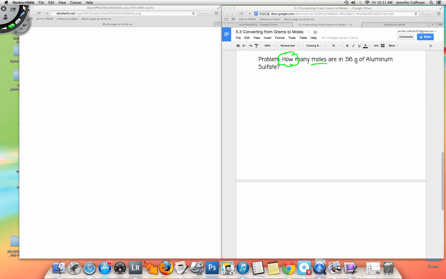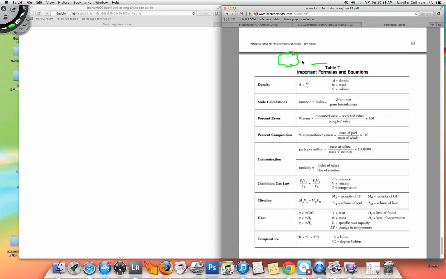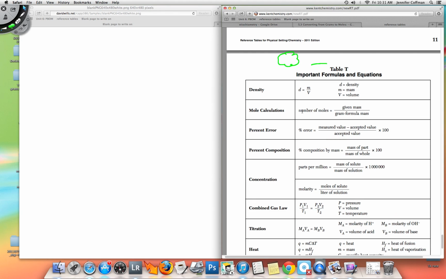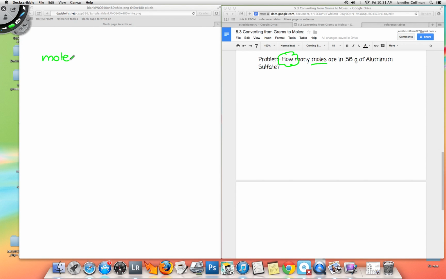How many moles? And when I'm looking for moles, I say to myself, oh man, there's a formula on my reference tables. You have to know. Can I make this bigger? I think I can. You have to know how to read your reference tables. Okay? So here's a mole calculation formula. It's right there. I'm going to take it onto my paper and I'm going to write it down. Moles equals grams over gram formula mass.